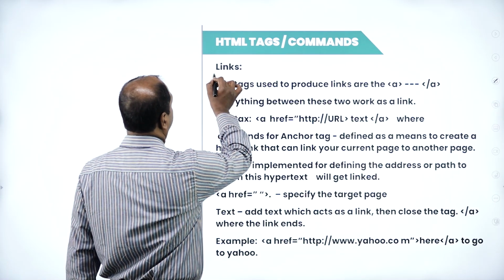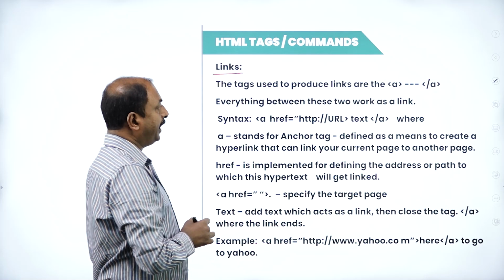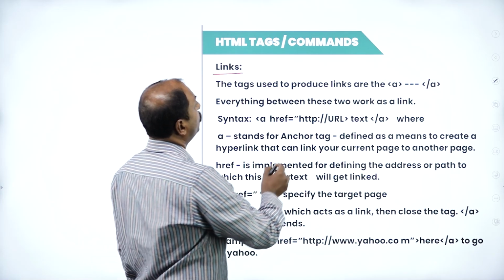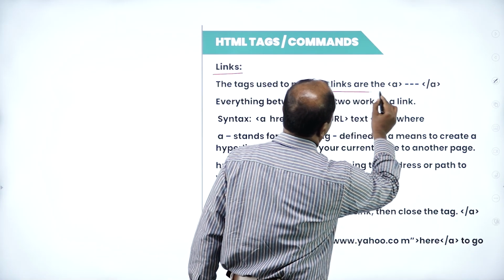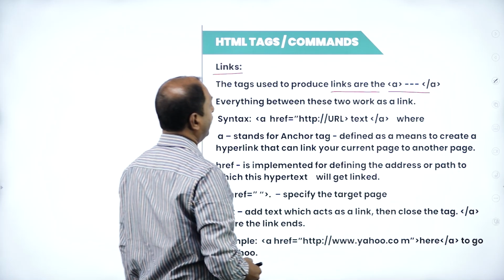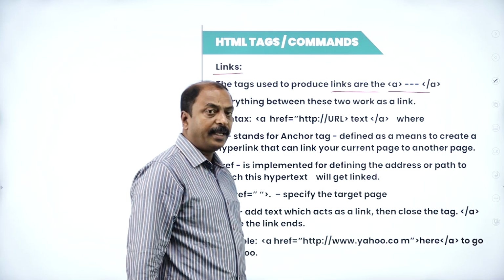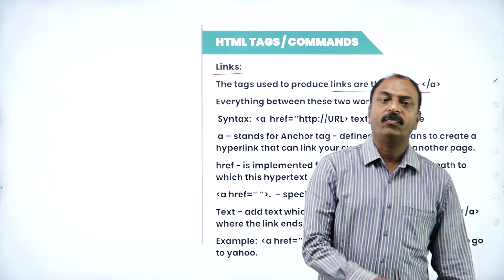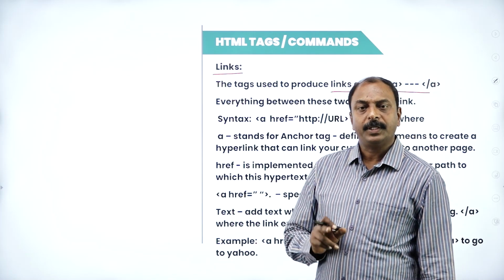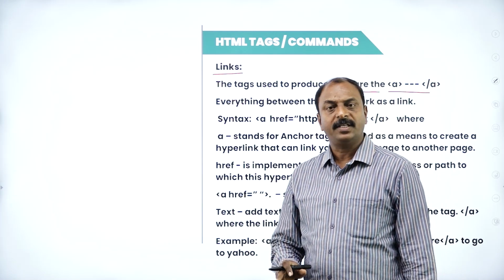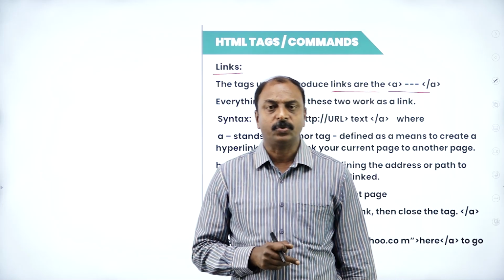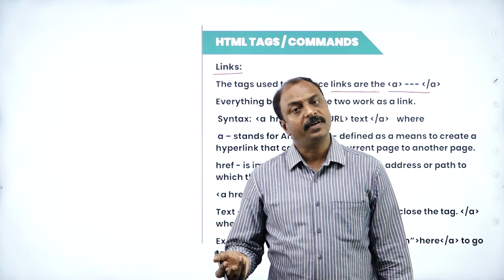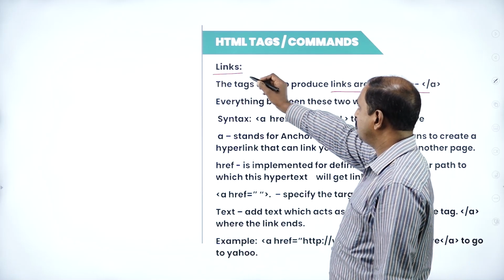Next HTML tag is the link tag. What is a link? It is used to produce links, and it is called the A tag. A stands for anchor here. A link means we are going to connect from one web page to another web page within a website, or from one web page to another web page of a different website. That is why we are using links.